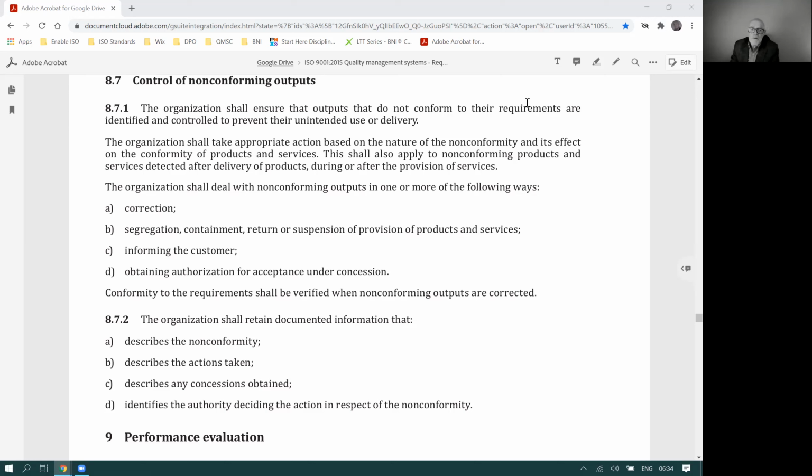I suppose the overall point of clause 8.7.1 really is to make sure that all of these potentials for negative impact on the process, anything that might stop you from meeting the requirements of the product or service you're offering. It's how you identify them and what kind of controls you need to put in place so that they can be effectively identified when they need to be, not when it's too late.